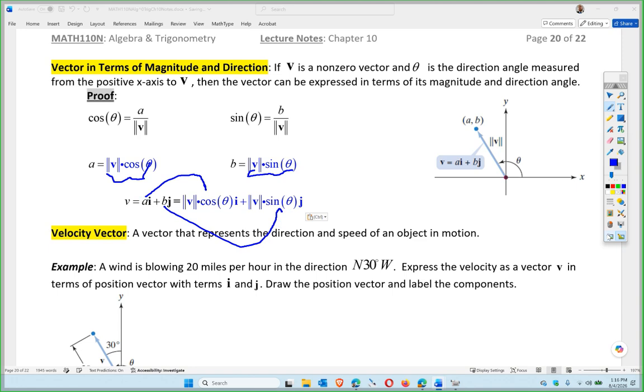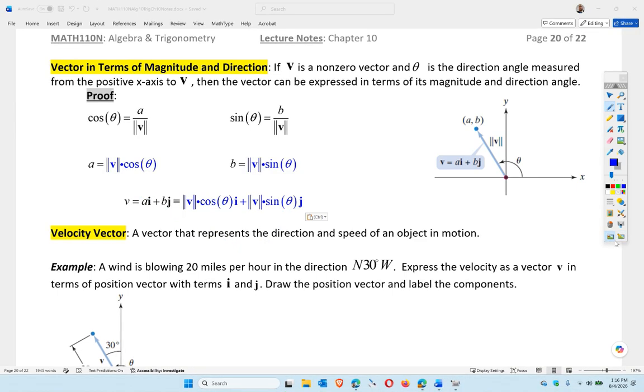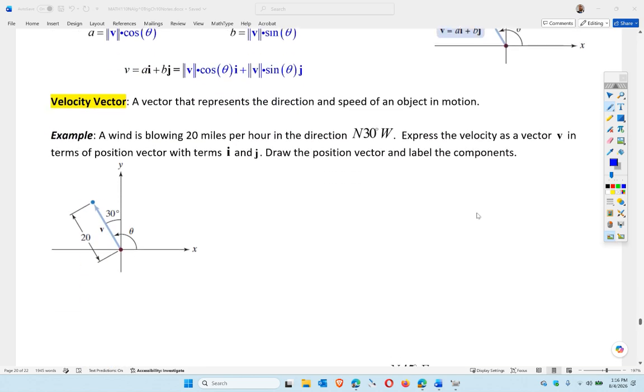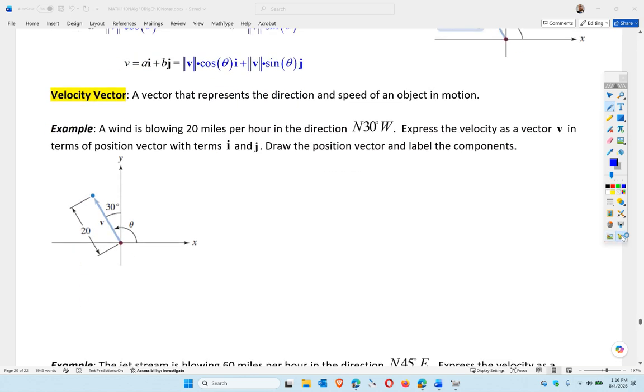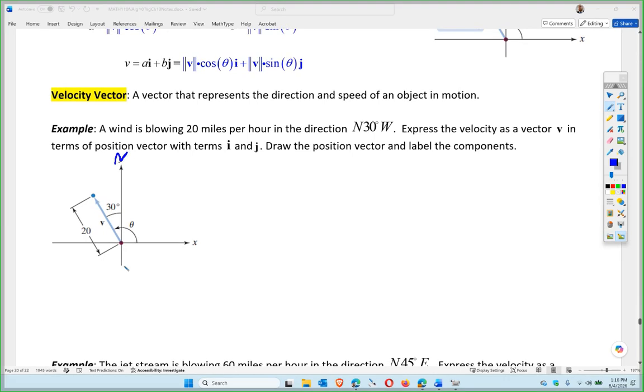So one of the things you can do is vectors for velocity. You can also do force and a bunch of other things. So let's say I do a wind blowing 20 miles per hour in the direction of 30 degrees north of west, right? Well, if I draw that vector, a compass only goes north and south, correct? And so 30 degrees this way, that's northwest, isn't it? Because the west is over here.